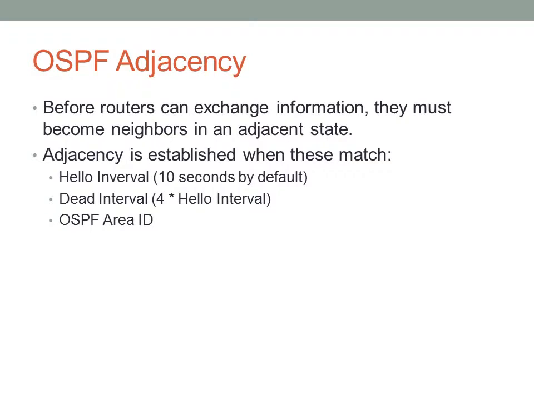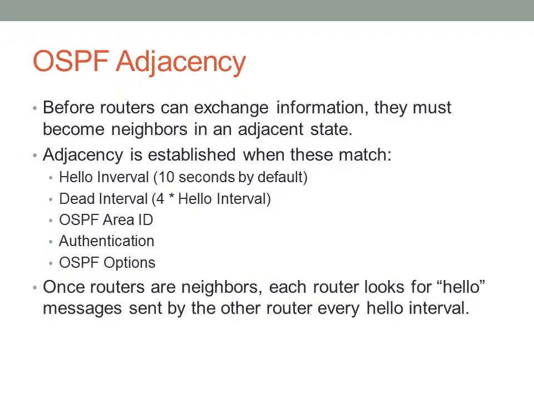The OSPF area ID, so the router should be in the same OSPF area. And then also the authentication credential should also match. There are also some OSPF options that should match too. I'm not going to go into those in high detail, but you need to know that they do need to match. Once the routers are neighbors, each router looks for hello messages sent by the other router, and it's going to look for those every hello interval. So every 10 seconds it's expecting a hello from the router across the way.